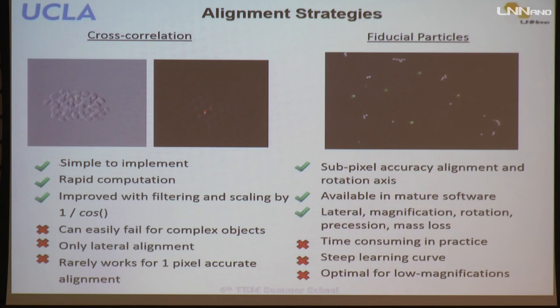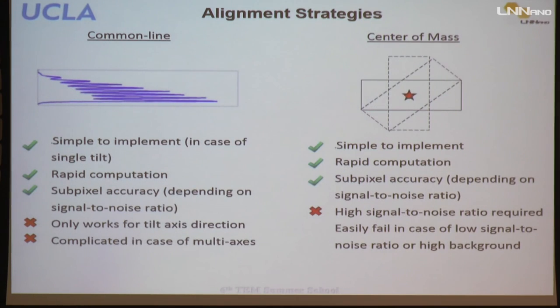Also, it depends on what sample you're looking at. So you need a lot of experience to correctly do this method. Common line is very simple to implement, and it's also very fast to calculate. And subpixel accuracy there, but it only works for a single tilt axis. So if you have multiple tilt axes, this common line method doesn't work. And in the multi-axis case, it becomes very complicated.